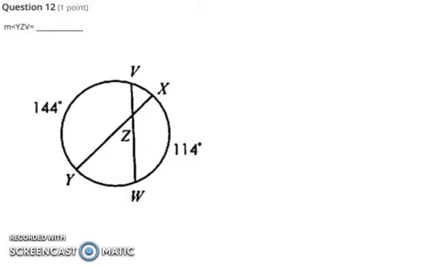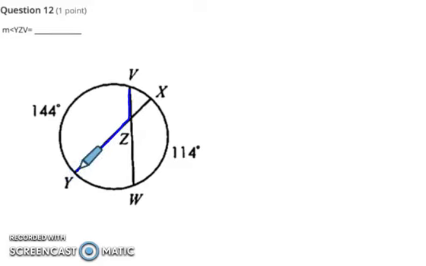So this one, the directions say to find the measure of YZV. So that would be this one, YZV. What we need to do is figure out that angle by taking these two arcs that are cut off on either side and adding those together, dividing by 2. Since this is an inside angle, that's how this is going to work. So the measure of angle YZV is going to be equal to 1/2 of these two arcs added together.